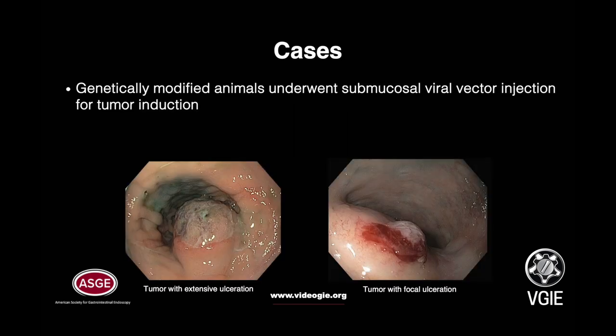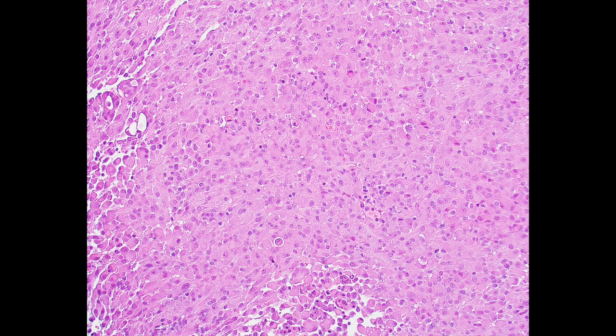Our porcine CRC model was a genetically modified pig. Each animal underwent submucosal viral vector injection for tumor induction in the colorectum. The dwell time for tumor induction to IRE was 2 weeks. Histopathology showed pleomorphic malignant cells with a high nucleus to cytoplasm ratio and prominent nucleoli compatible with poorly differentiated carcinoma.